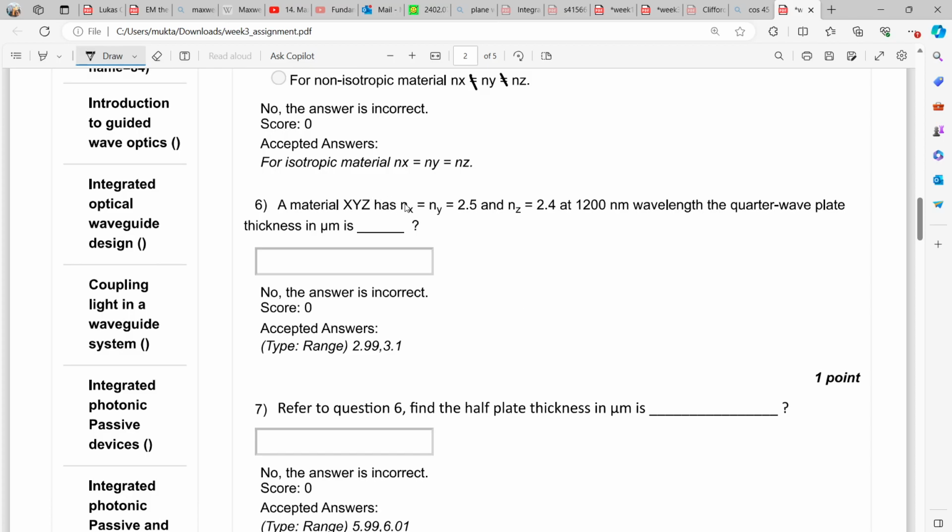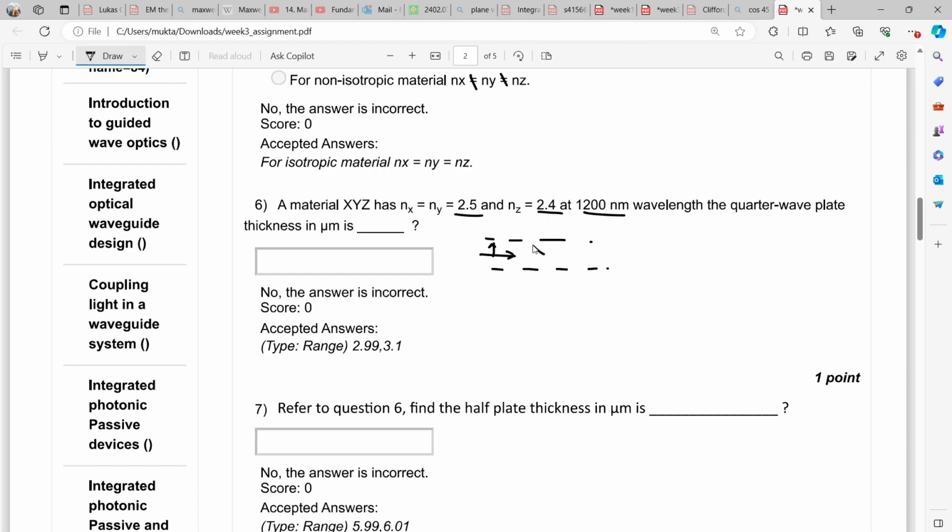A material XYZ has Nx equal to Ny equal to 2.5 and Nz equal to 2.4 at 1200 nanometer wavelength. So what is the thickness of the quarter wave plate in micrometers? Right. So it's an anisotropic medium, as we can see, because the refractive index in all the directions is not the same. So for such a medium, what happens is, as the light propagates through the medium, the polarization of the light keeps on changing.